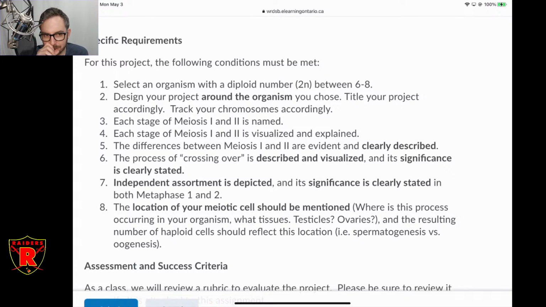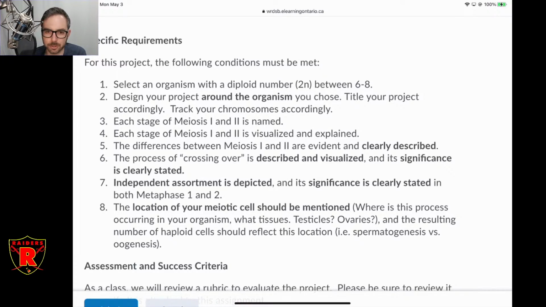Okay, and remember that male and female meiosis is a little bit different. Spermatogenesis and oogenesis are a little bit different. And so you do need to alter what you're showing me to reflect that. Okay, you need to make sure that you name every stage of meiosis 1 and 2. You need to make sure that you visualize every step. So you're showing me what is happening in every step and explaining what is happening in every step.